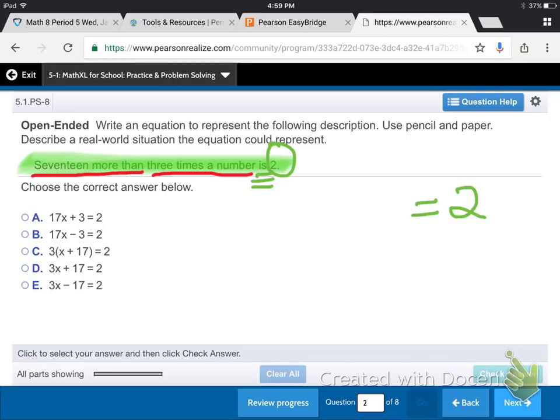So how do we say 17 more than 3 times a number? Well, we say 3 times a number. We don't know what the number is, so it's 3x. But 17 more than that, so more than that by 17. 3x plus 17 equals 2. Now, which one of those answers is correct? Well, just take a look and you'll see that it is right there.